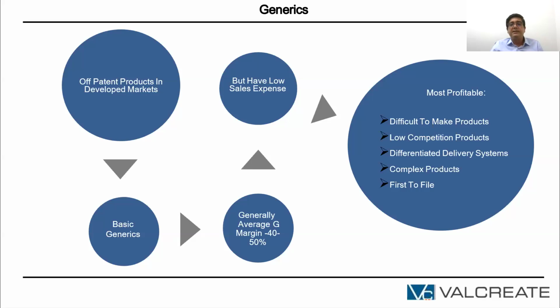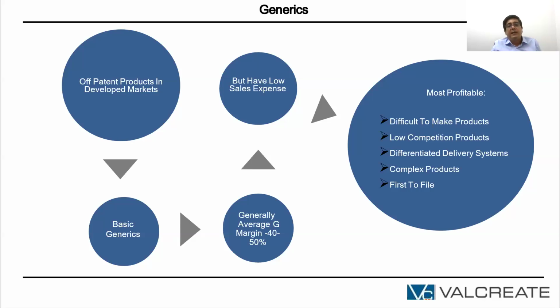Differentiated delivery systems is another area, which is like, for example, we have inhalers, or we have long-acting products, or some of these products which can be delivered over a period of time, like a liposomal or something that goes into your body and then delivers the product over a few months or few days. So such delivery systems also command a very high margin. And finally, complex products, which are very complex to make.